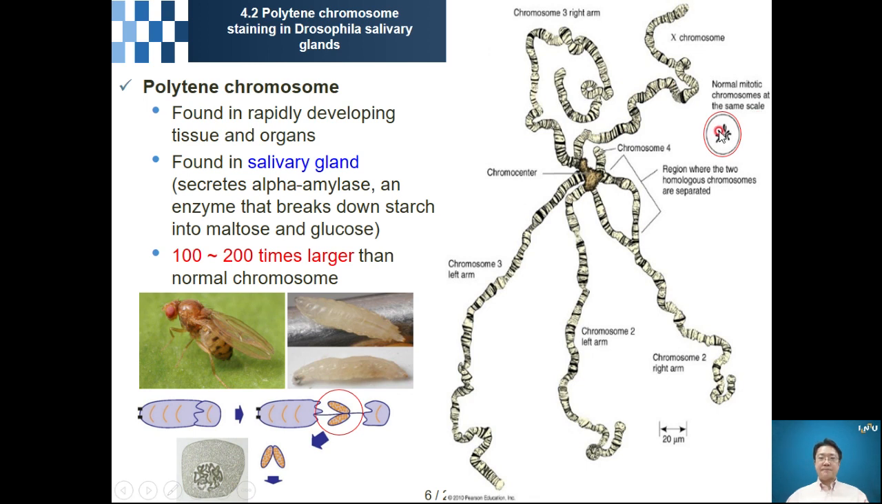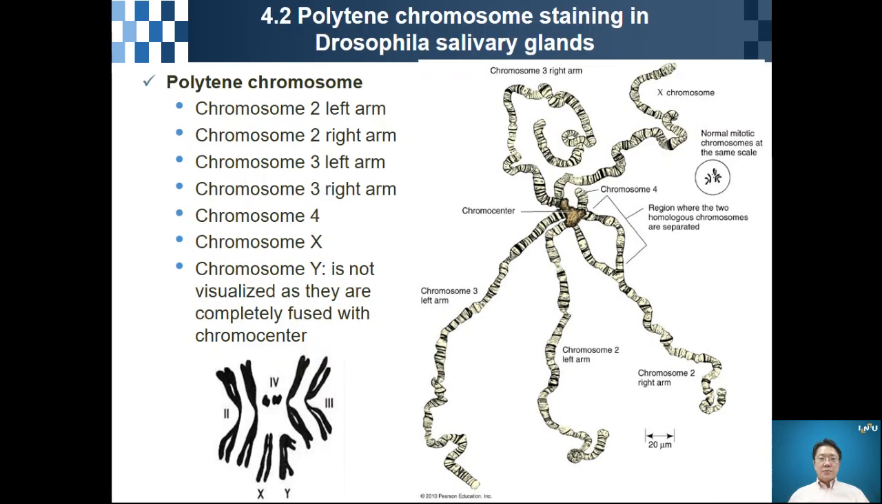Okay. In this slide, I will explain the detailed structural information of polytene chromosome. So this is the normal chromosome structure in fruit flies. They are composed of 1 pair of sex chromosomes and 3 pairs of autosomes, chromosome 2, chromosome 3, and chromosome 4. Okay, how about in polytene chromosome?